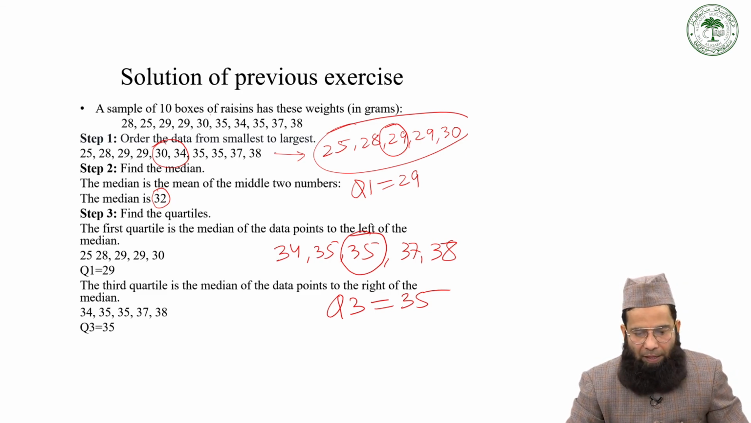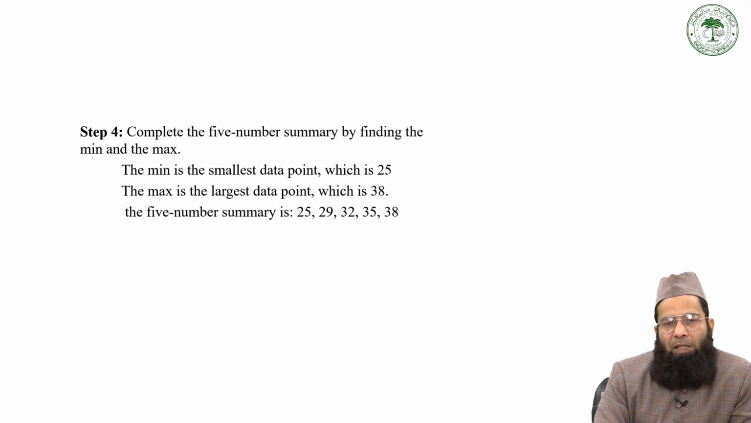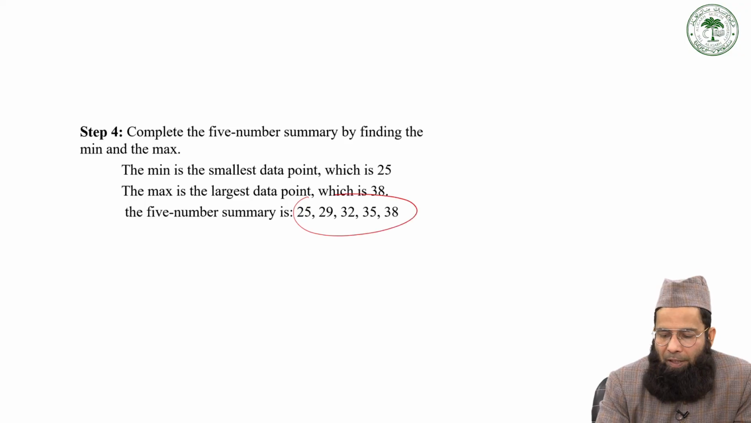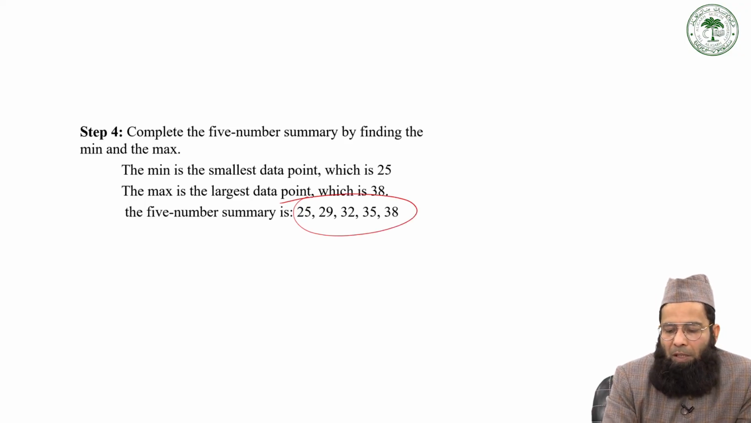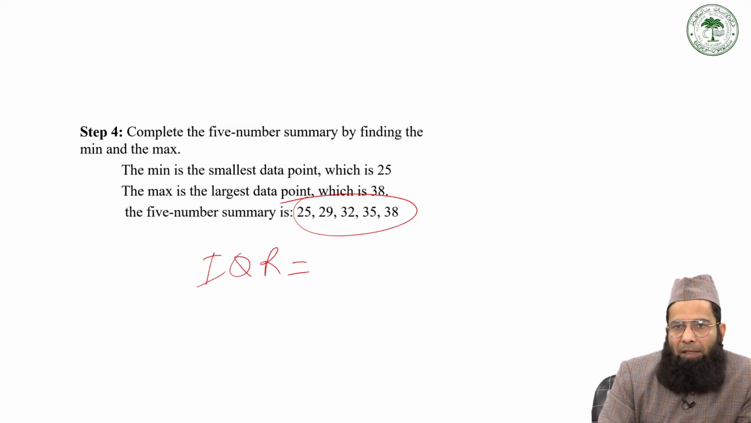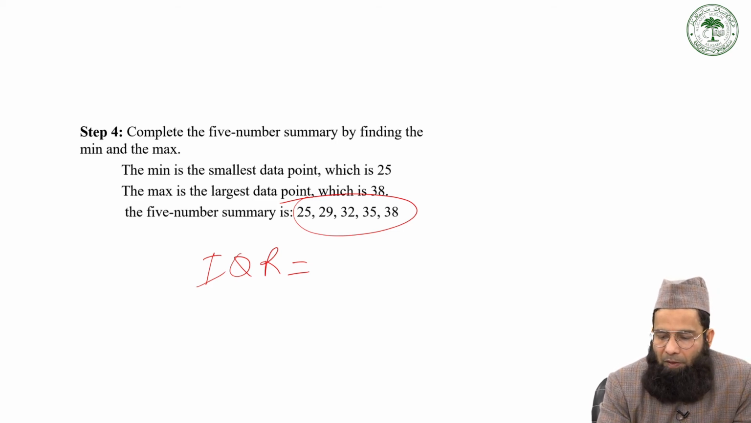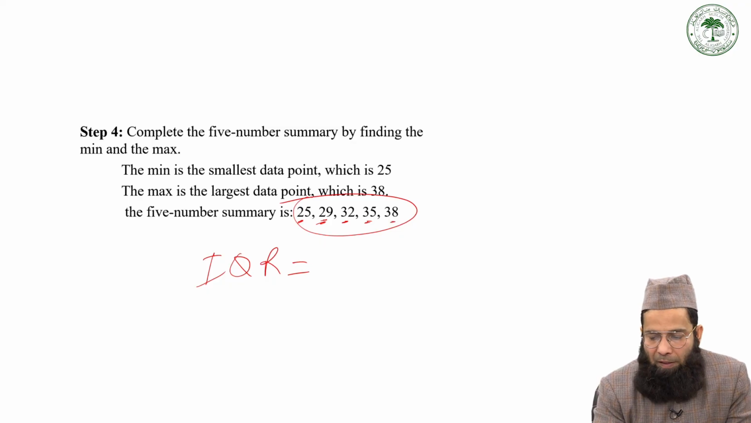So in this way I can calculate the whole data. Now complete the 5 number summary. The minimum is the smallest data point, which is 25. The maximum is the largest data point, which is 38, that we have seen. So this one is the 5 number summary. So this one is the minimum, first quartile, median, this is third quartile, and this is maximum.